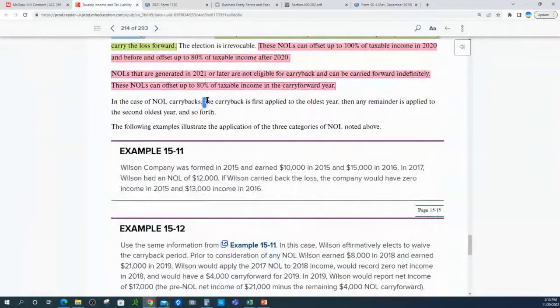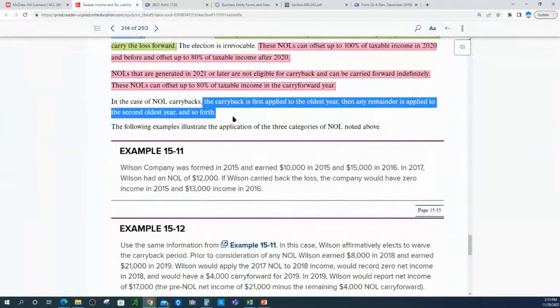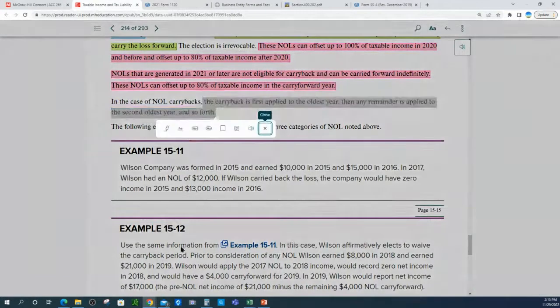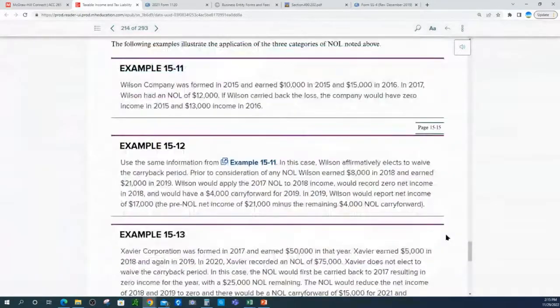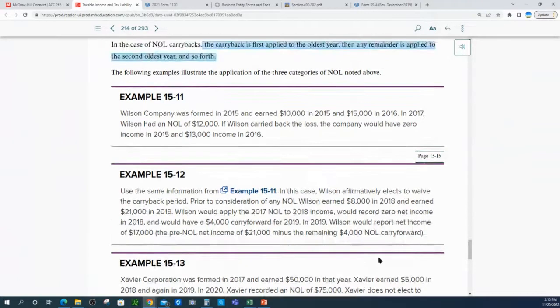So the carryback is applied first to the oldest year, then any remainder is applied to the second year, and so forth. This again can get a little bit confusing. Here we've got Wilson Company, formed in 2015. They earned $10,000 in 2015, $15,000 in 2016, and in 2017 they had an NOL of $12,000. So when you're looking at problems like this, you have to determine what year was the NOL, and then we'll look at the rules.